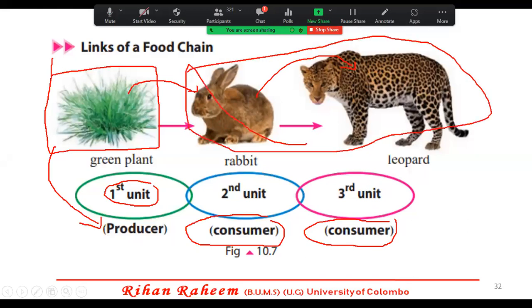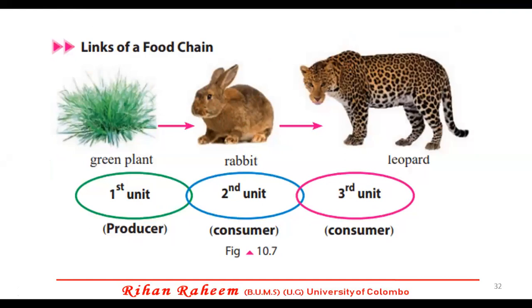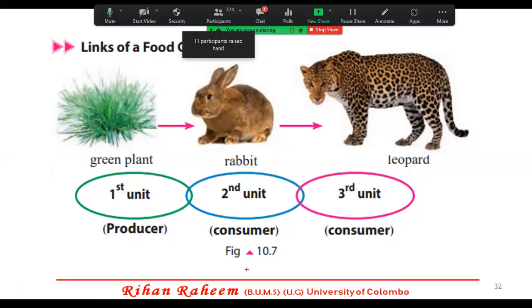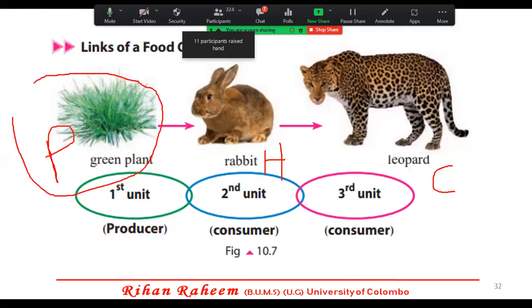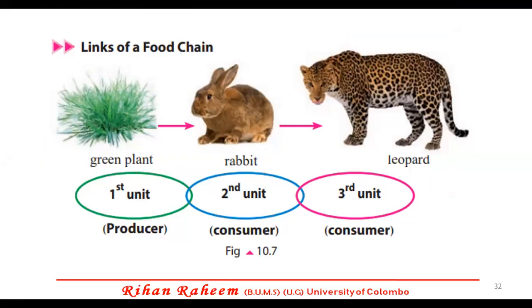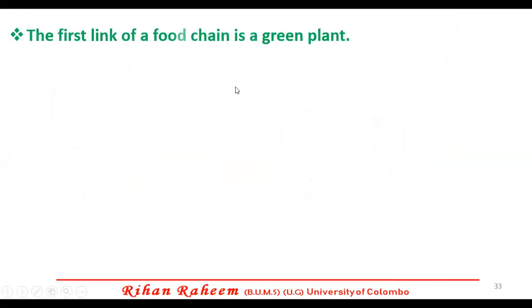If we are categorizing the consumers, we can categorize as herbivores, carnivores, and omnivores. In this situation, rabbit is a consumer, but what type of consumer? Herbivore. Leopard is also a consumer, but it is a carnivore. Plants are falling under what category? Producer. Always plants are the producers. From where is the plant getting energy to produce? From the sunlight, and that energy will be converted into food.